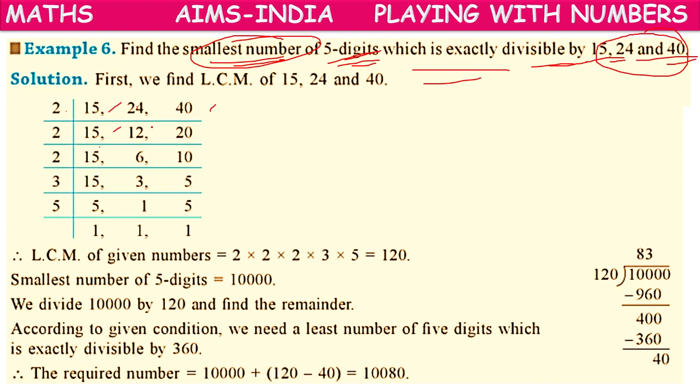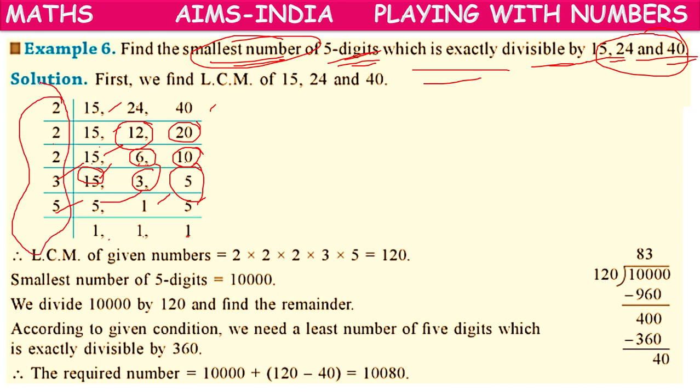2, 15 same. 2, 12 times 24, 20 times 40. Which 2? 15 not divisible, same. 2, 6 times 12, 2, 10 times 20. Next, which 2? 15, same. 3 times 6, 5 times 10. Again with 5 or 3. 3, 5 times 15, 1, 5. Again with 5, 1, 1, 1. The product of all this. How much? 120. 120 is the LCM.